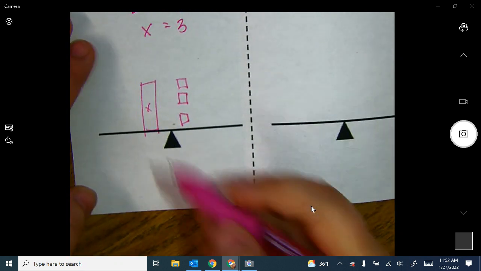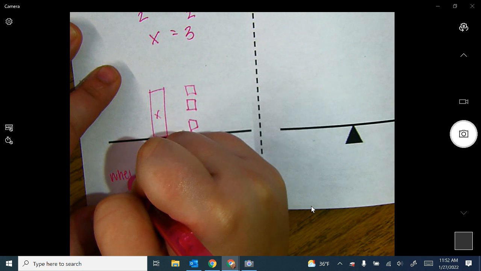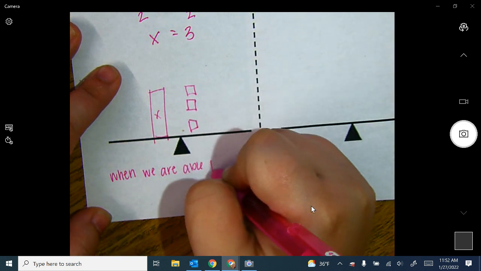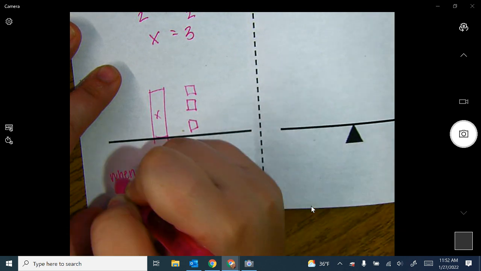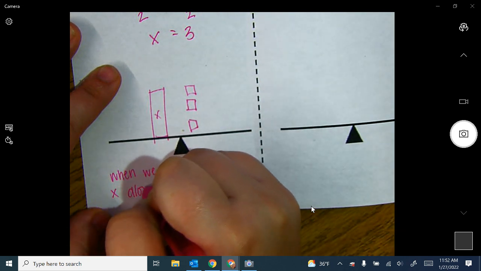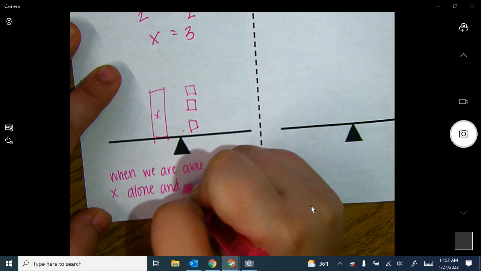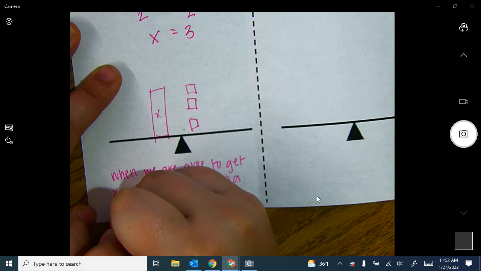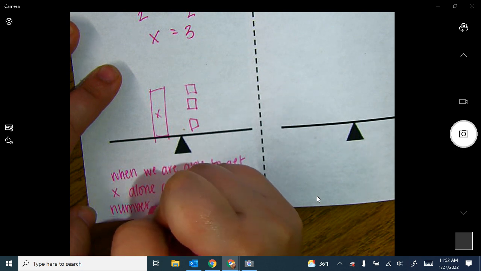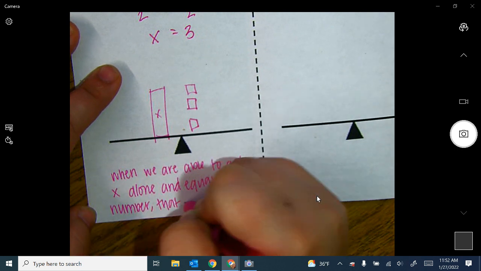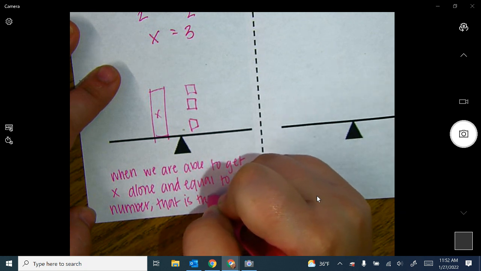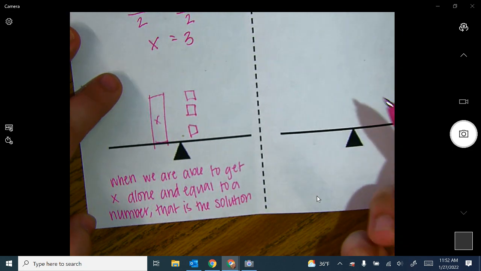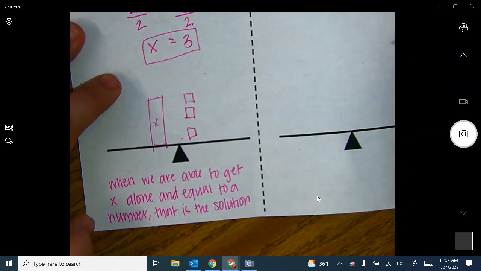All right, so when we are able to get x alone and equal to a number, like x equals 3, then that is the solution. There's just one. Okay, so my solution to this is x equals 3.